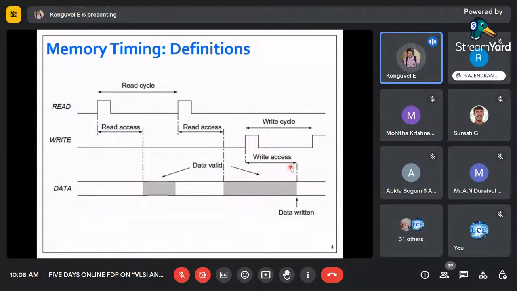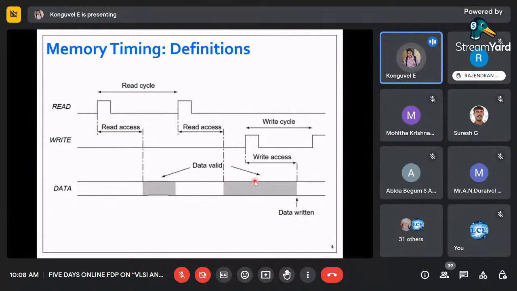So this is read access and write access. For read access, data should be put in the database after the read pulse. You can see here, after the read pulse, we are putting the data in the database. Second, for the write access, data should be readily available in the database before we give the pulse. This is very important in memory timing. When defining read access and write access, we should always remember the data should be available after the read pulse, and similarly, the data should be available in the database before the write pulse.